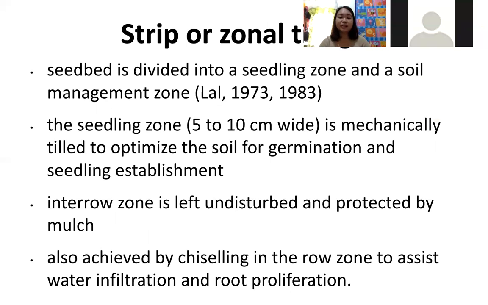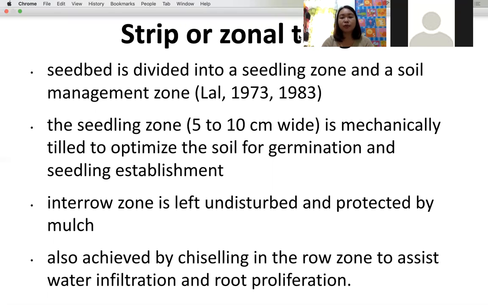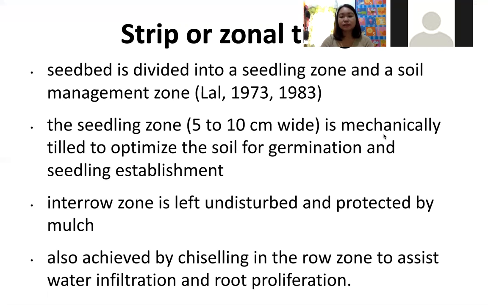So naka-divide lang siya. The seeding zone is 5 to 10 centimeters wide. For instance, it is mechanically tilled, para lang for soil for germination and seedling establishment. And the interrow zone is left undisturbed, and it's being protected by covering mulch. And this is also achieved by chiseling in the row zone to assist water infiltration and root proliferation. So that's strip or zonal tillage.